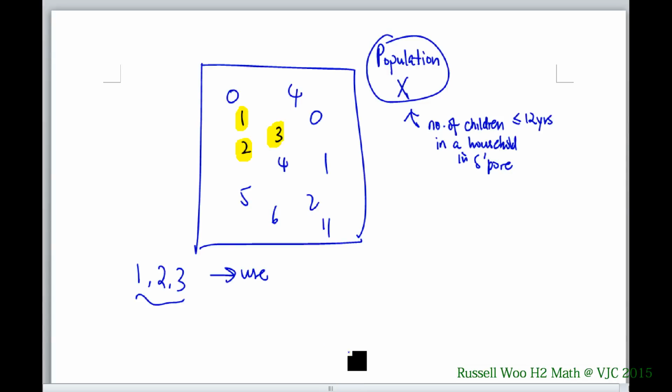Should I repeat? No, I shouldn't now, okay? Anyway, like that, can I use 1, 2, 3 to estimate?